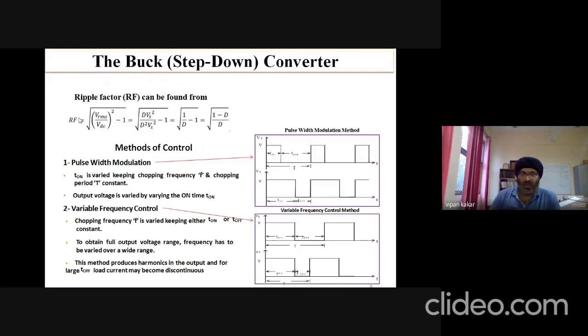So based on the previous slides, this is the ripple factor, which is the ratio of the RMS and the DC voltage at the output. And using the formulas which we have calculated previously, we can find out the value of ripple factor, which is (1 minus d) divided by d, square root. So it means the ripple factor has a dependency on the duty cycle. So by changing the duty cycle, we can change the ripple factor.